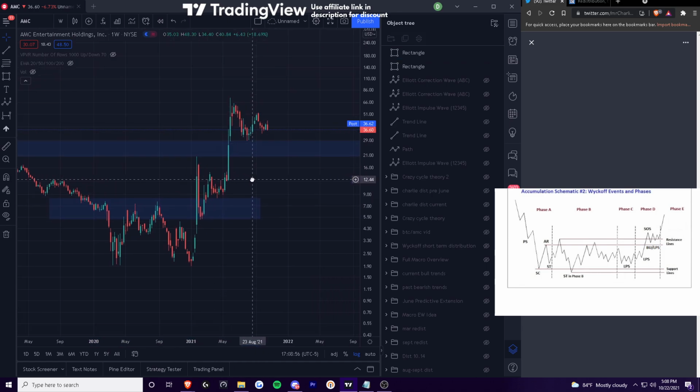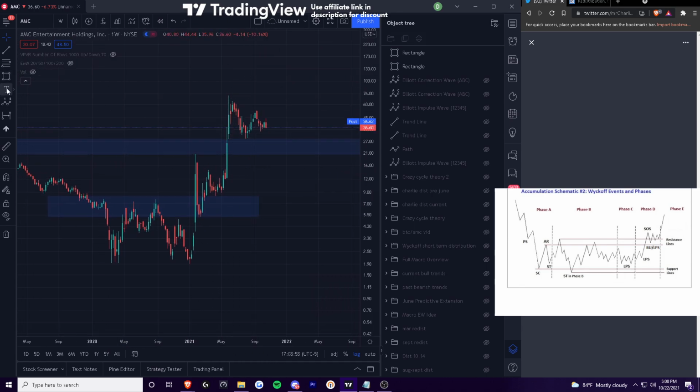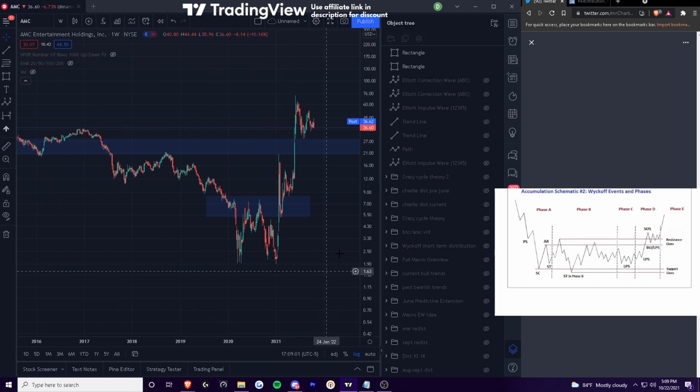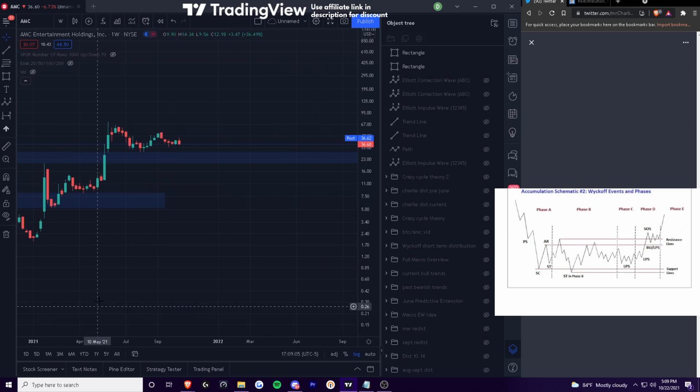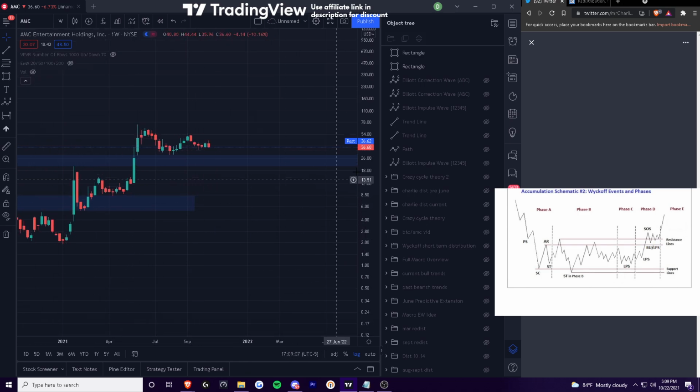We haven't found it as support. It's kind of just a blank spot in the recent history, in the recent move for AMC, right? So that's another thing to consider. So this is just a holistic approach.